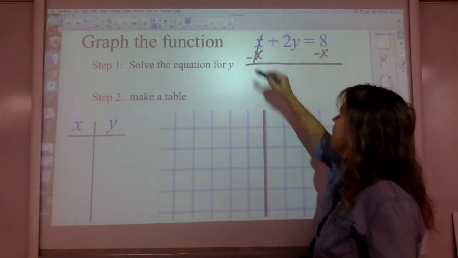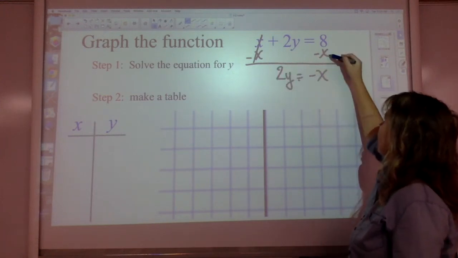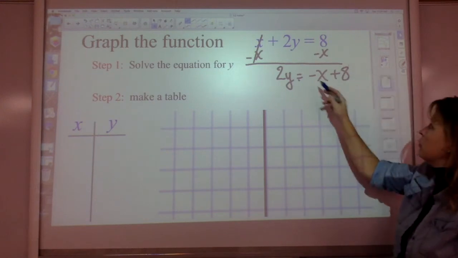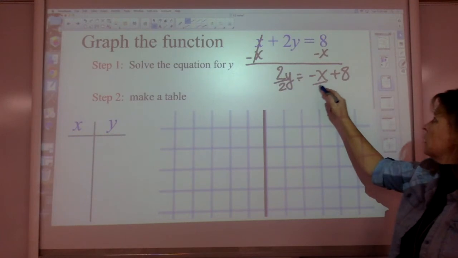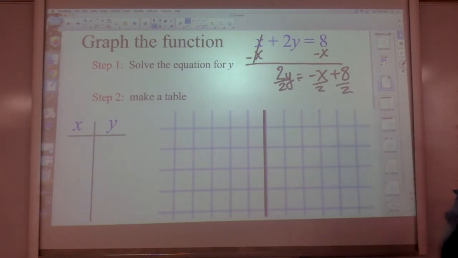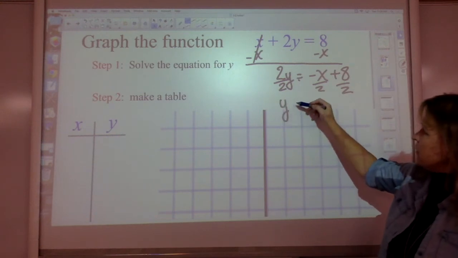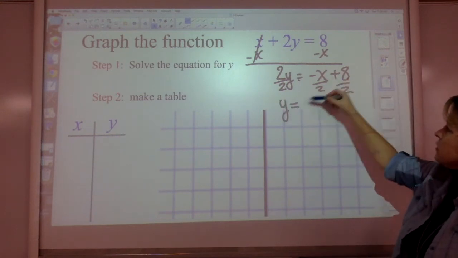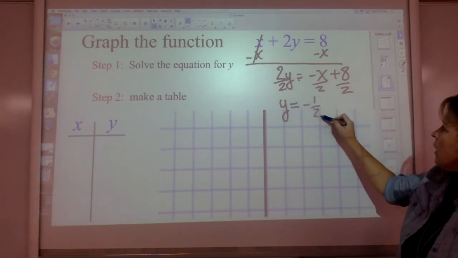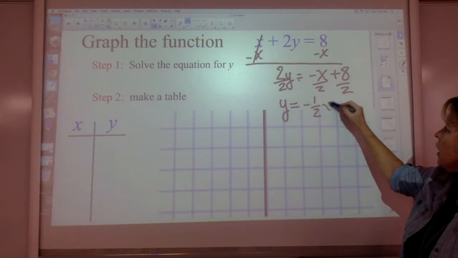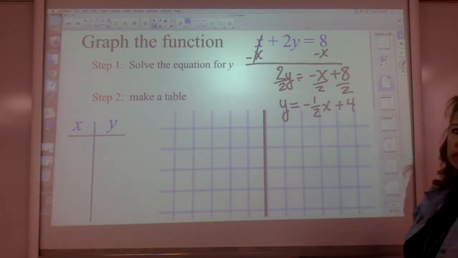Minus x from both sides. You're left with 2y equals -x plus 8. Put them in order, the x first, then the 8. And then don't forget we have to divide by 2 once, twice, 3 times. And nobody really likes to see that x over 2 as a fraction, or as a division. So we're going to write it as a fraction. y equals -1/2, put a 1 in front of there, x plus 4. 8 divided by 2 is 4.